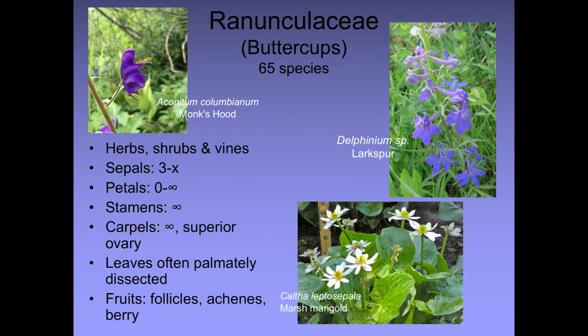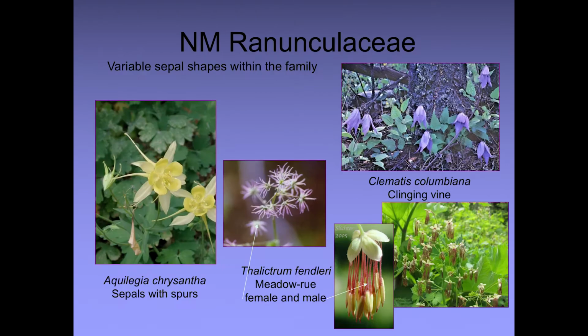Delphiniums, the monkshood: again, the leaves are pretty recognizable. They're very palmate, very spread like that, both your native, your garden variety, and the ones out in the wild. There are variable sepal shapes within the family. Who would know the columbine is also in the same family, related to the marsh marigold.